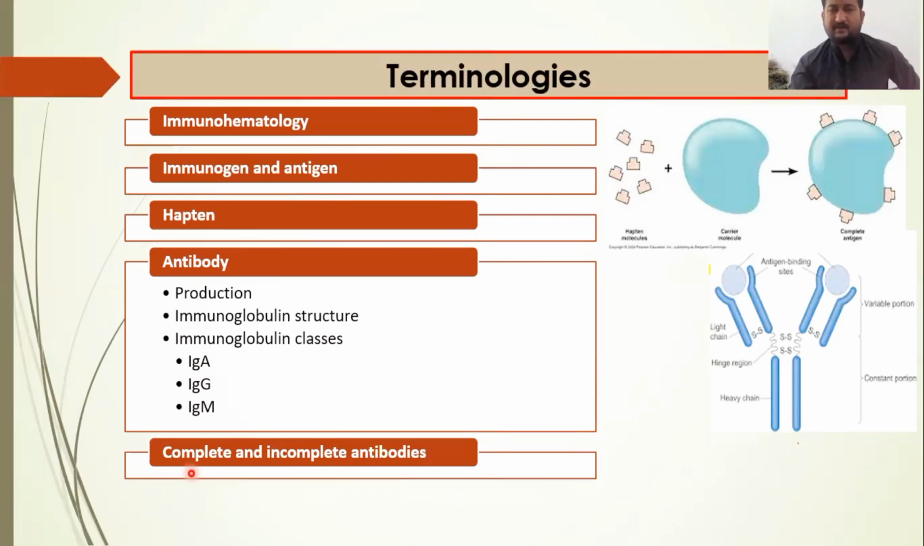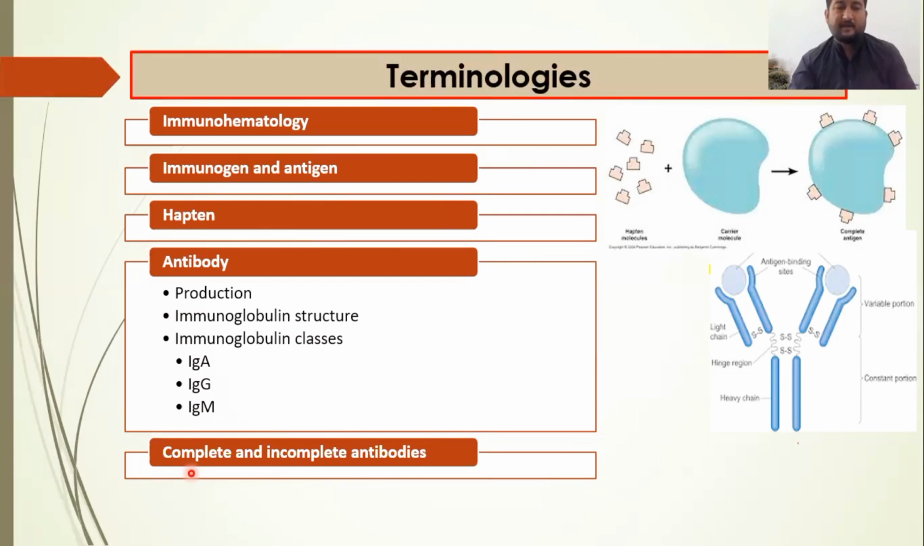Mostly the IgM class antibodies fall in this category. They are capable of agglutinating red cells suspended in normal saline at 20 to 25 degrees centigrade. Most of the ABH antigens are IgM in nature. Mostly the ABH antibodies are IgM in nature.